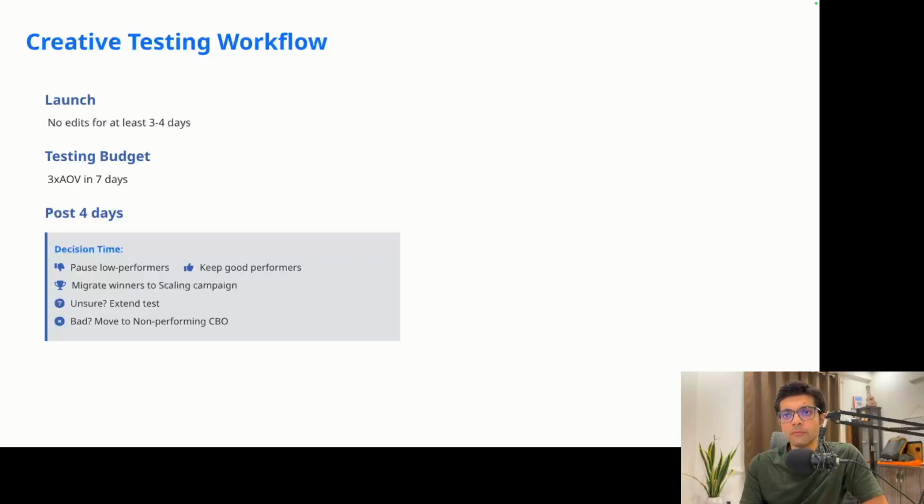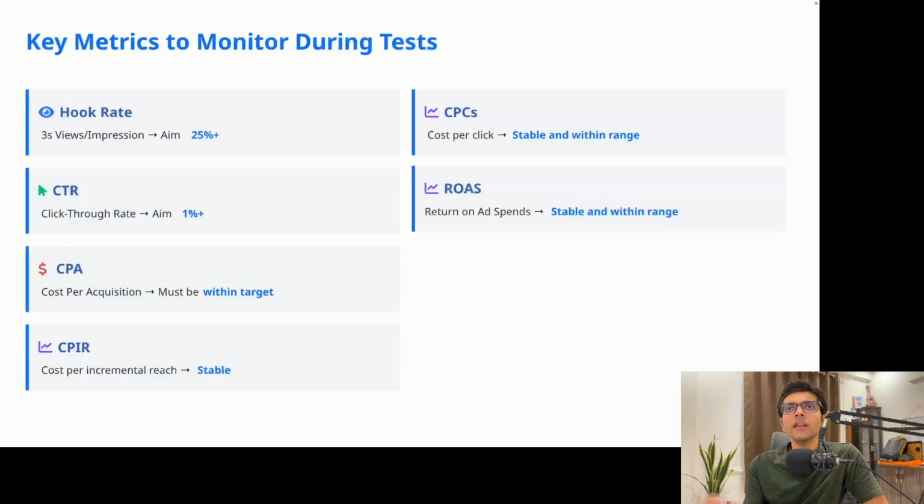That's no problem. If it is a bad creative, or it's getting certain purchases but the CPAs are something that you're not happy with, you can put it in the non-performing CBO, or you can just kill it as well, not a problem. So how do you decide if a creative is a winner?